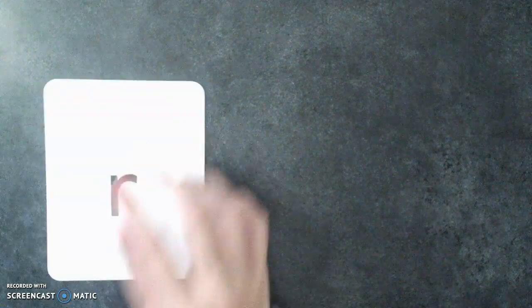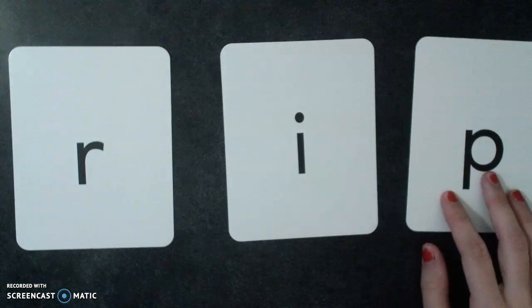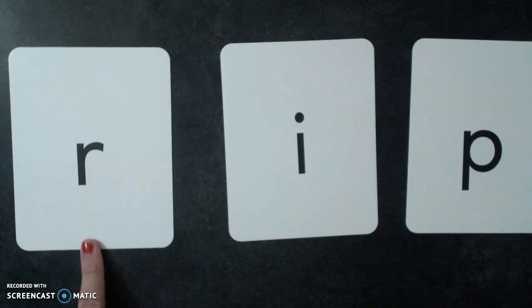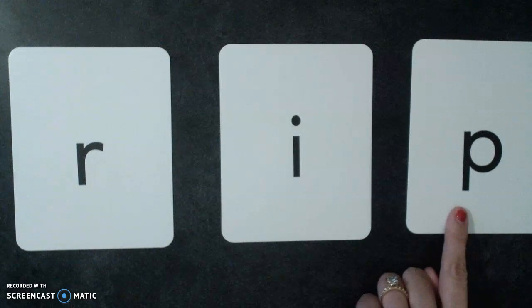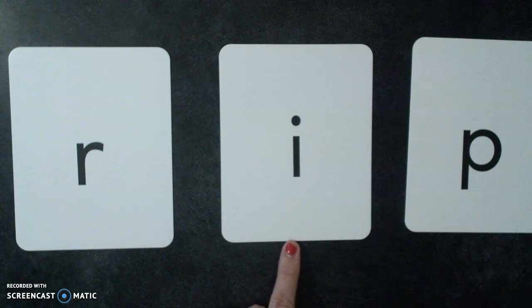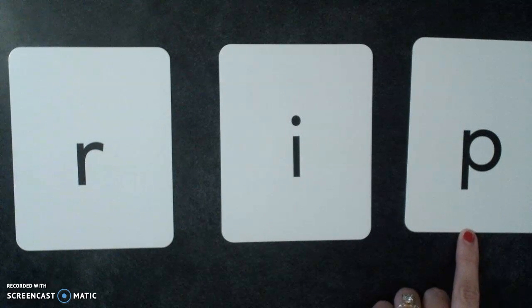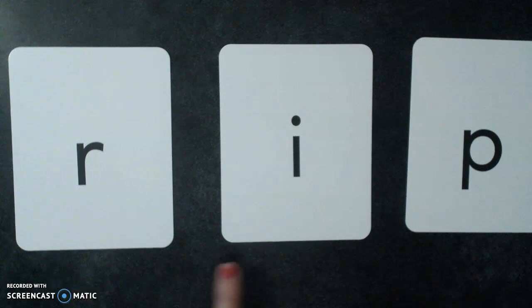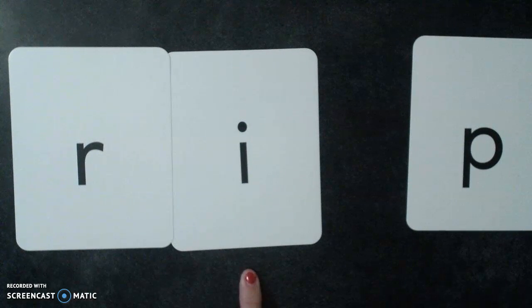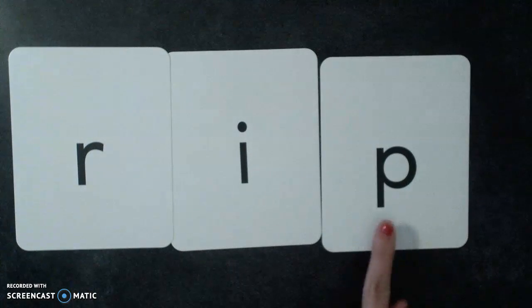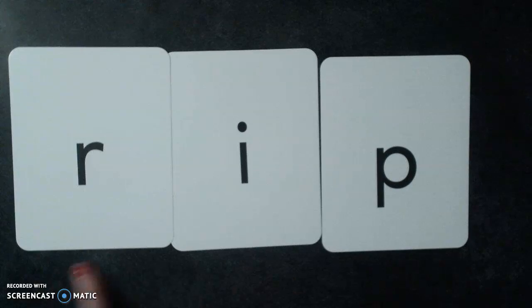Now we have this one. So this is an R and it makes the R sound. And once again we have this I followed by a consonant, so it makes the short I sound. Then we have a P that makes the P sound. So let's blend this together. I, P. Ip. Rip. Whole thing, rip. Good job. Let's do one more.